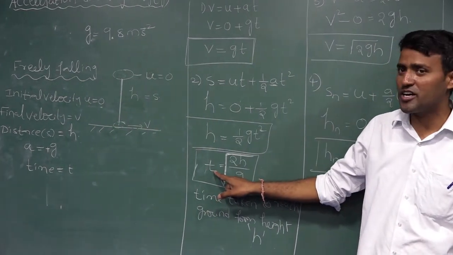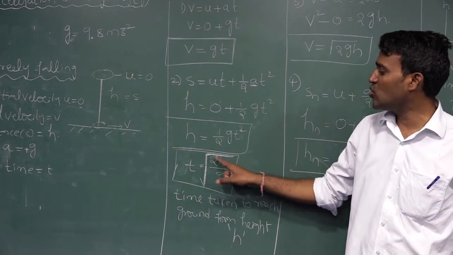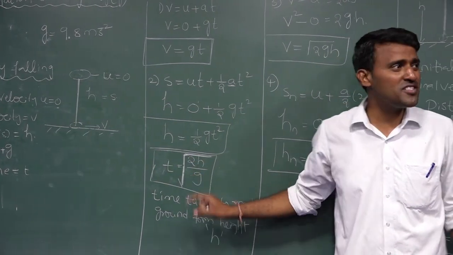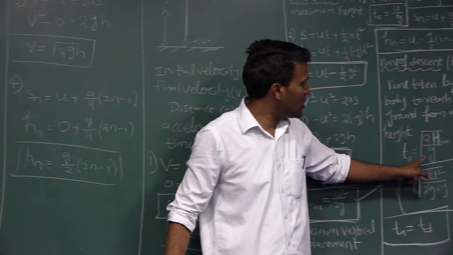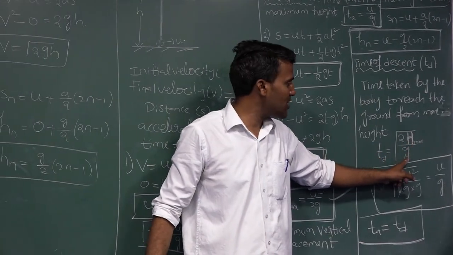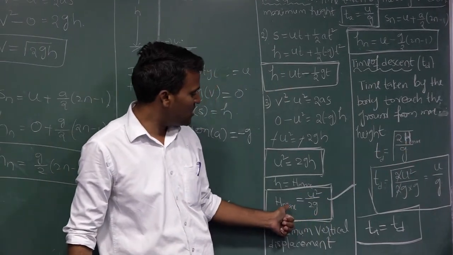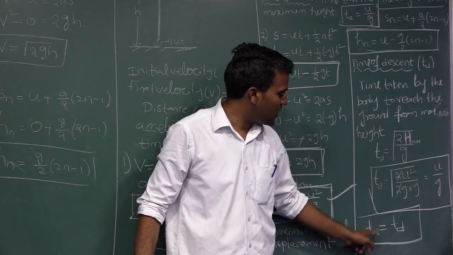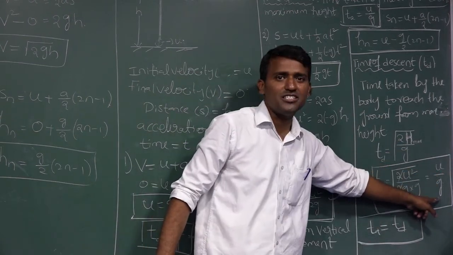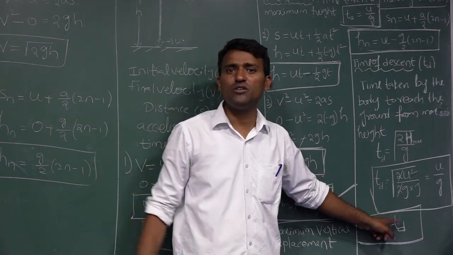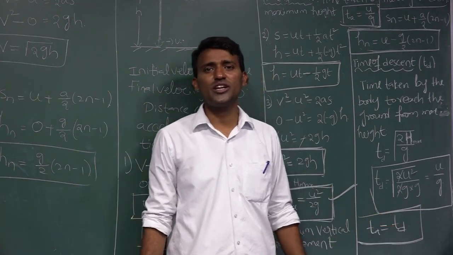Time of descent, we got it already. T is equal to under root of 2h by g. From this equation, Td is equal to under root of 2h maximum by g. Here I substituted the h maximum value. We got finally Td is equal to u by g. Time of ascent is equal to time of descent.